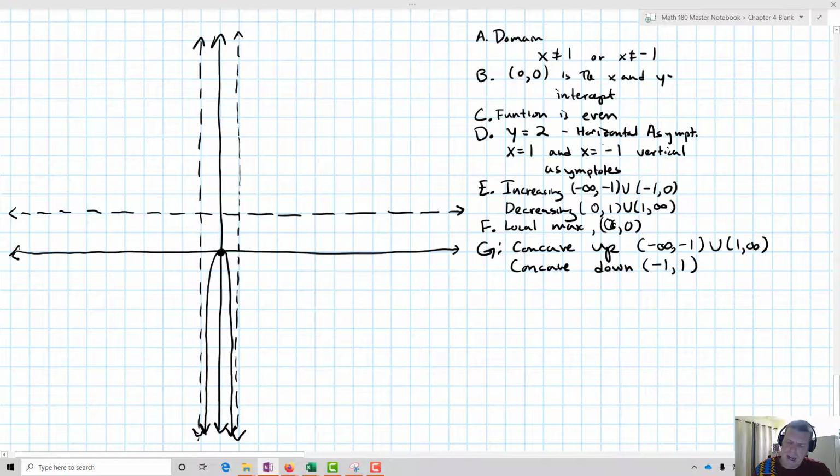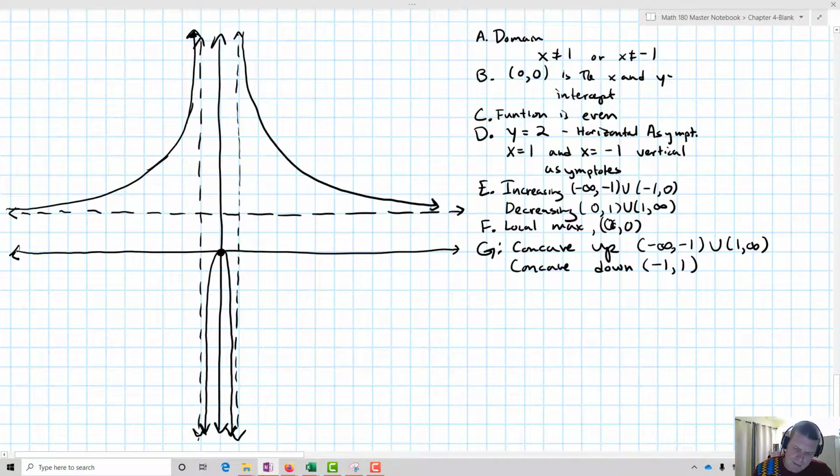Then I know that if I look here, I'm increasing from negative infinity to negative 1. So that means I'm going to be going up towards positive infinity. We're increasing on that piece of the graph. And we'll be decreasing from 1 to infinity, so we're going to be decreasing down towards the horizontal asymptote. And that's this little piece right here.